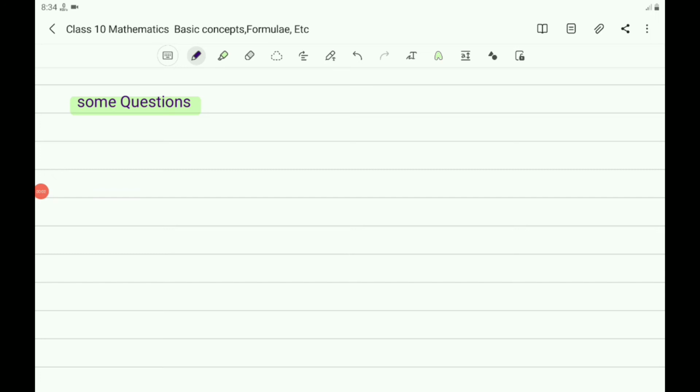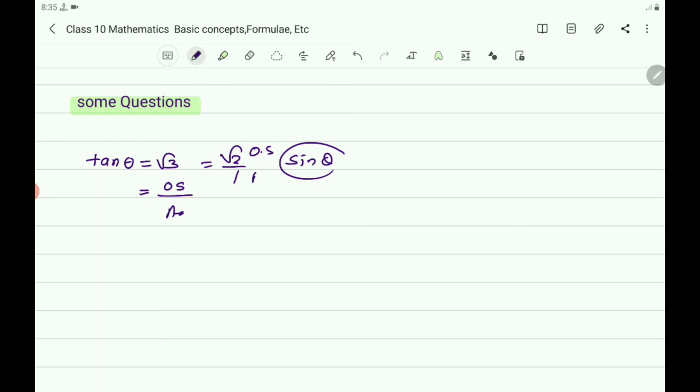Now let us discuss the method of solving multiple choice questions in the trigonometry chapters. Now you take, if tan theta is given equal to root 3, then the value of sin theta. In that case, you know that tan theta is equal to what? Opposite side by adjacent side. So that is nothing but root 3 by 1. You need the hypotenuse to find it. Here this is the opposite side. This is the adjacent side.